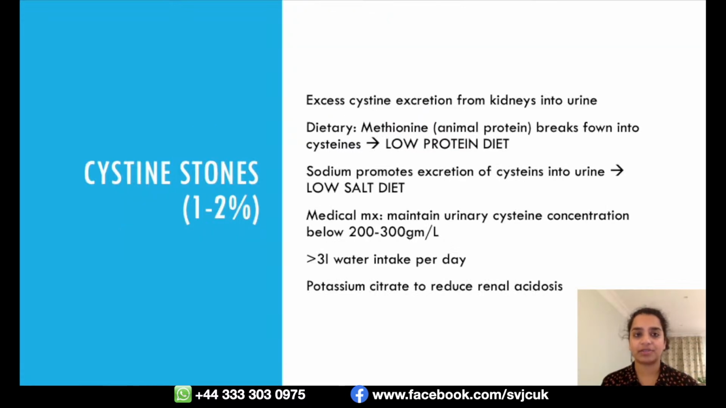Finally, cystine stones are a much less common type of stone, affecting just approximately 1% of the population. This tends to be linked with a genetic disorder with cystine excretion, resulting in excess cystine excretion from the kidneys into the urine. The management still involves drinking plenty of water per day, but additionally the patients may be taking potassium citrate to reduce renal acidosis. And they need to be closely monitored by metabolic services within the hospital.